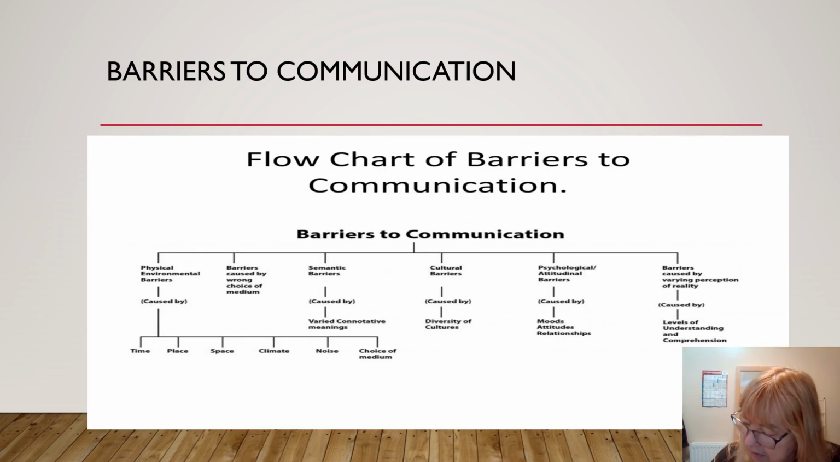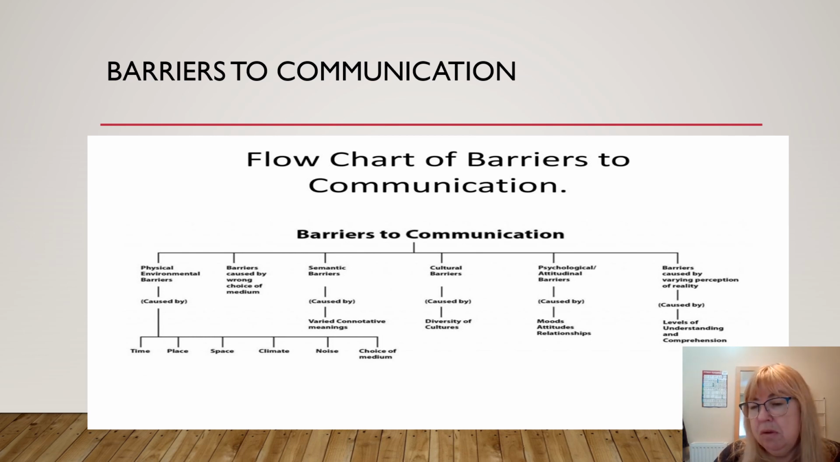Okay, one of our criteria, 1.4, is about the potential barriers to communication. And there's all sorts of different things that could really be a barrier. I've got a little graph here. Physical environment, it could be just too noisy, too hot, too cold. The time might be wrong, the place might be wrong.